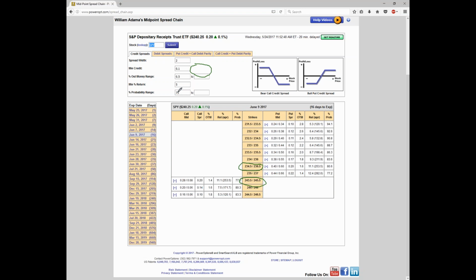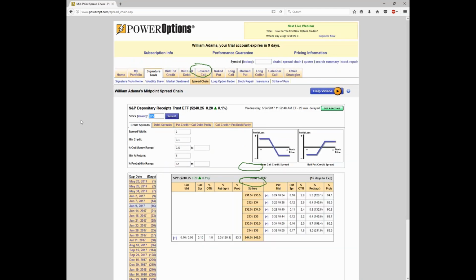If you had to have a probability of 82% or more, for example, on your spread positions, still keeping that minimum requirements in there, for a 7-day trade, 9-day trade, we can see immediately that the best focus for you would be the 244.5, 246.5 bear call combined with one of these other bull puts that are available as well.